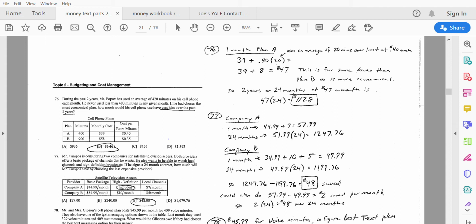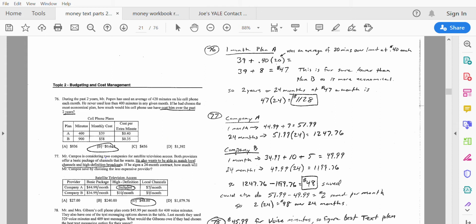All right, so that's number 76. Number 77, again, and this is just a lot like real life, comparing different companies, and a lot of times it's going to be over 2, but here he's considering 2 companies for satellite TV. Both offer the basic package of channels that he wants. He also wants to be able to watch local channels and high definition broadcasts. If he signs a 24-month contract, how much will he save by choosing the less expensive provider?